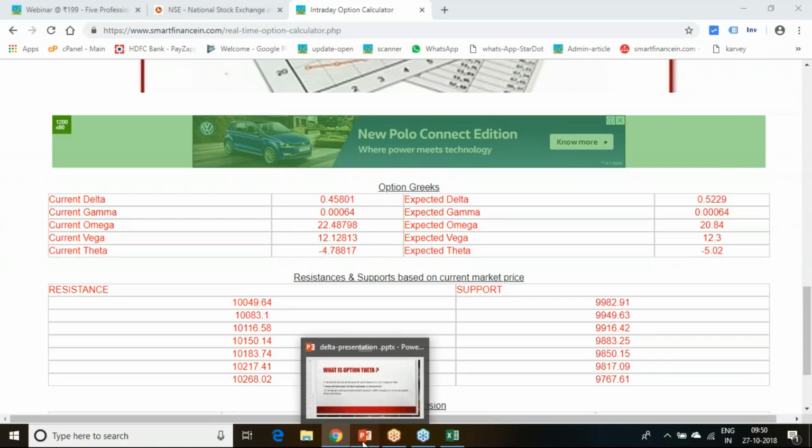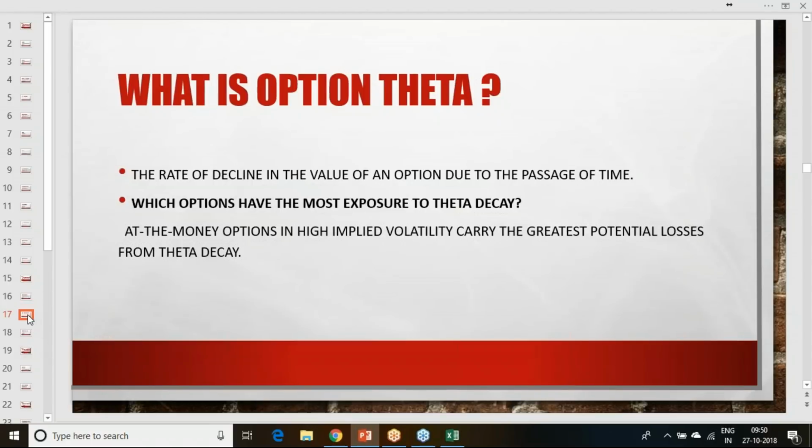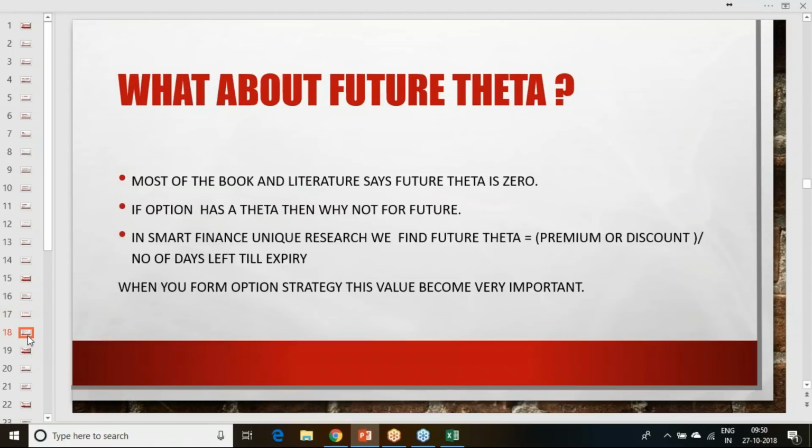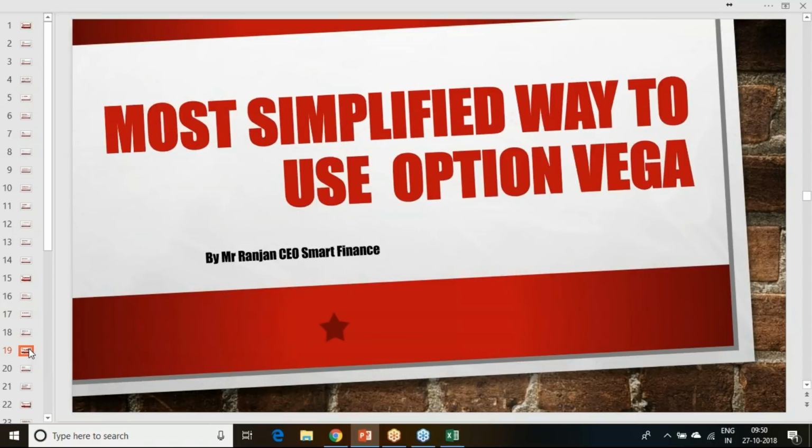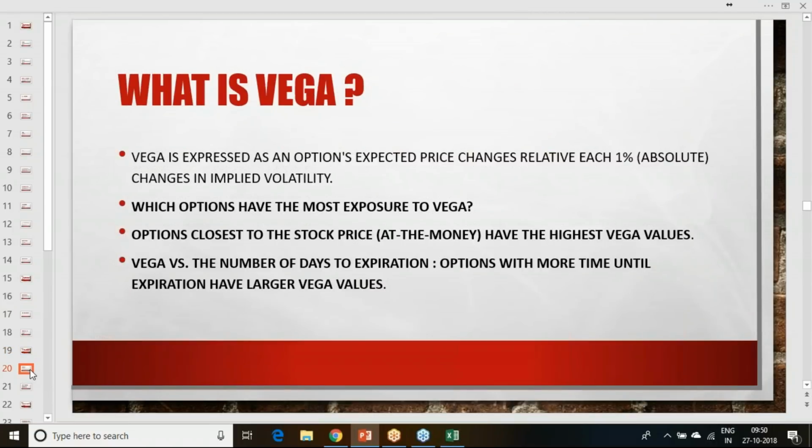Now coming to the Vega. So what does this Vega say? Theta you have understood. Vega says that options are expected to change in price relative to each percent change in the implied volatility. How much percentage change of implied volatility there will be, based on that, how much premium it should lose or gain.